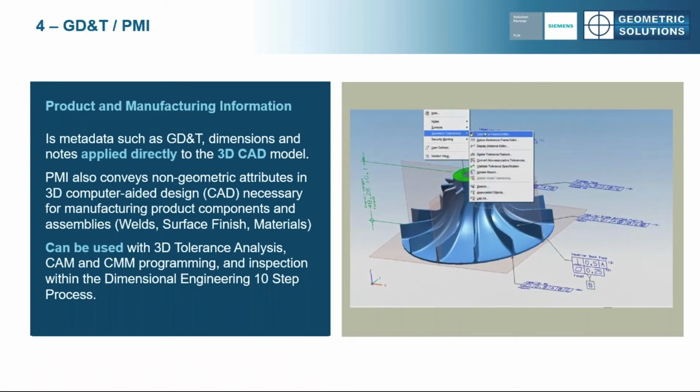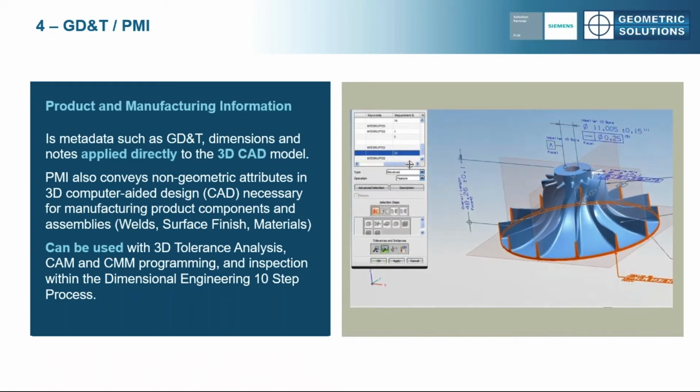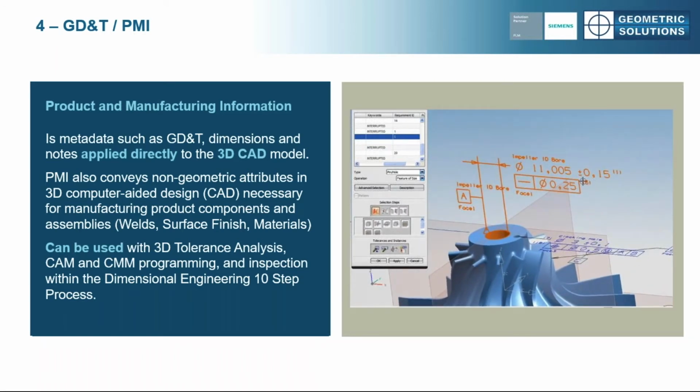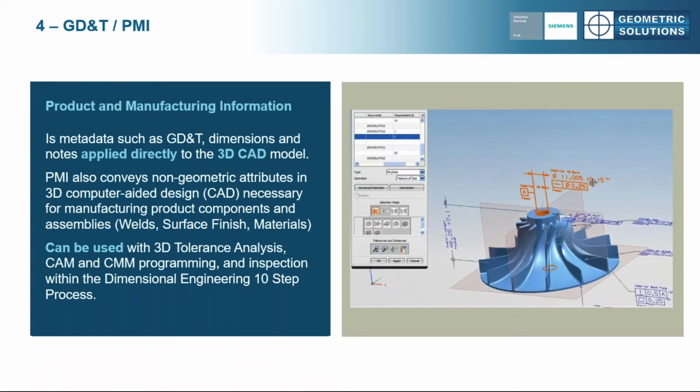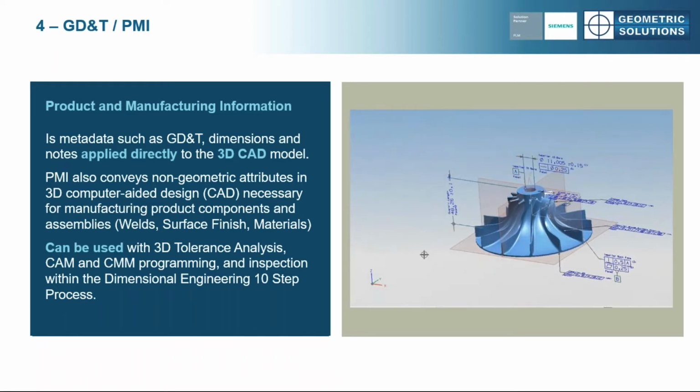But in today's systems, all the major CAD systems use PMI. It's metadata that's applied directly to the 3D model. So it's not on a dead drawing, it's actually applied to the model. It also conveys other 3D attributes like welds, surface finish, and materials, things that would normally go in a drawing, but we're applying them to the 3D model. That's not just the pure geometry. And then it can be used in other things like CAM programming, CMM programming, and inspection. There are other tools that will use this information.